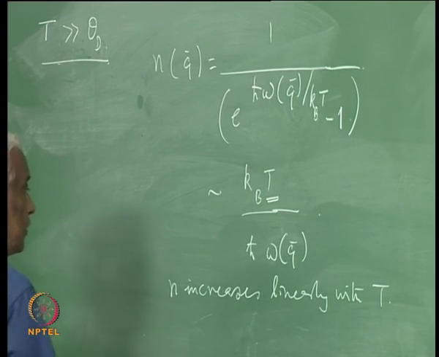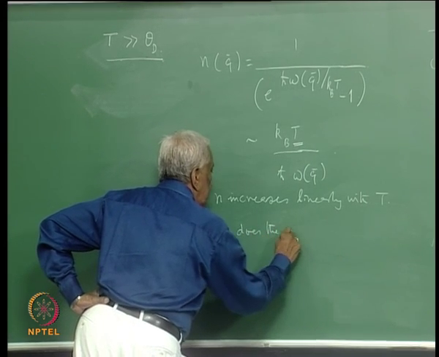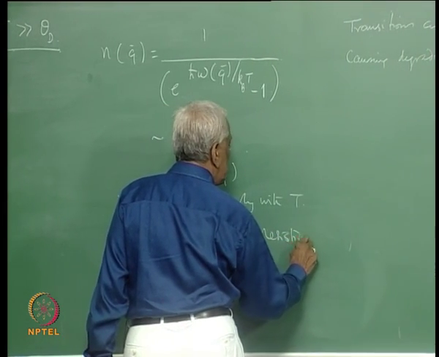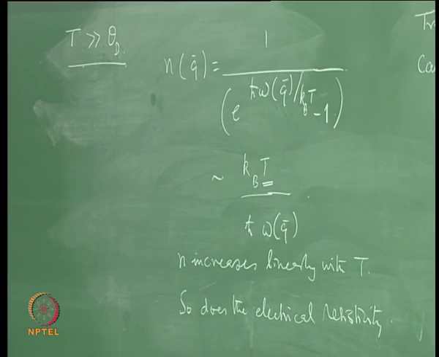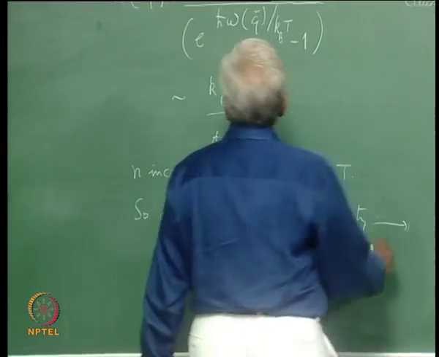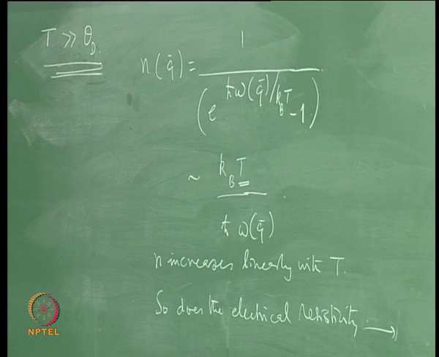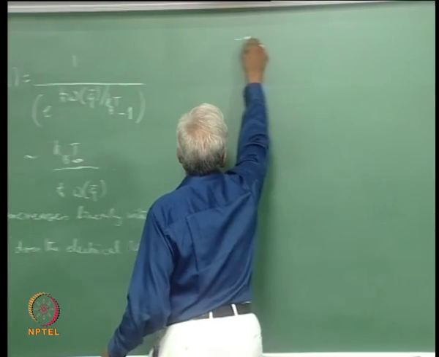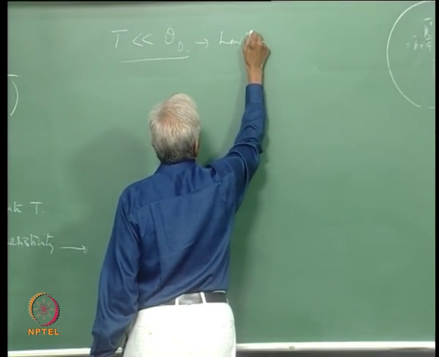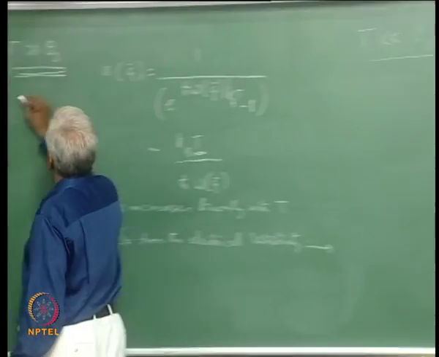So, if the number of phonons increases linearly with temperature, so does the electrical resistivity. At such temperatures, the electrical resistivity also increases linearly with temperature, at high temperatures compared to the Debye temperature. Now, what happens at low temperatures, when the temperature is small in comparison to theta D? This is high temperatures.